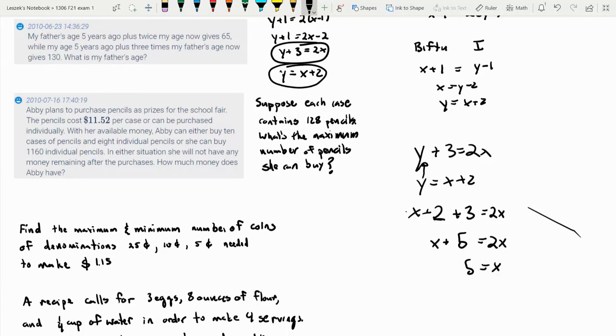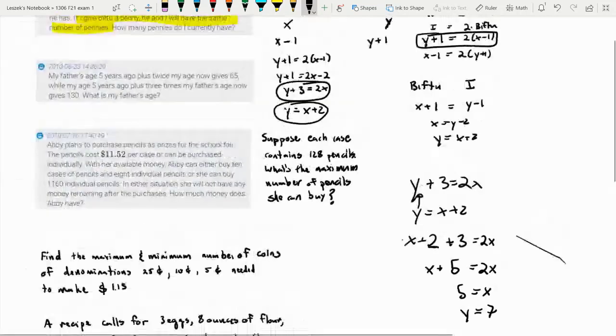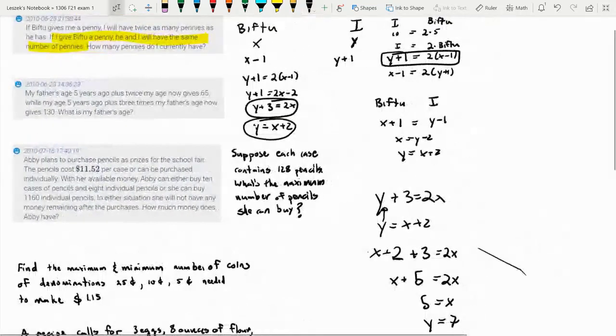So x would be 5, and if x is 5, y is 7. So it looks like Biftu has 5 cents, so I have 7 cents.